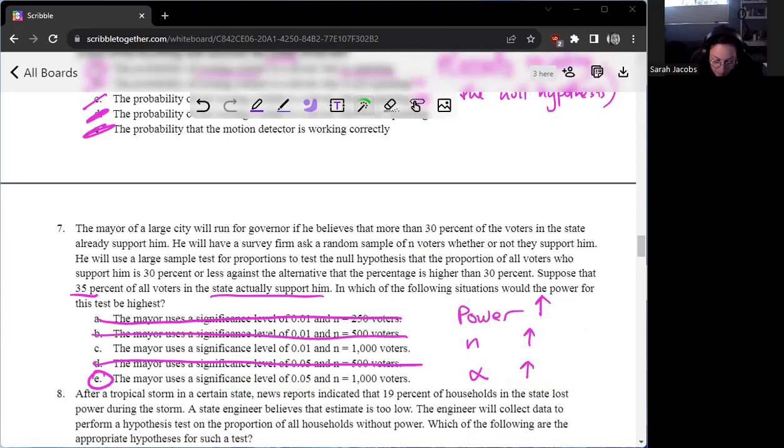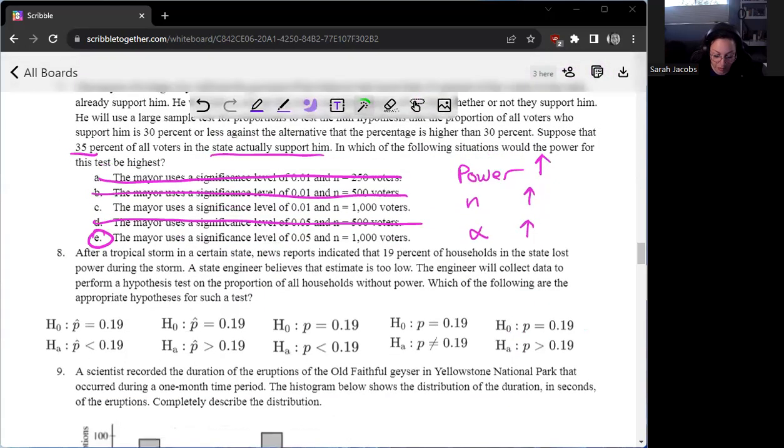All right. Number 8. After a tropical storm in a certain state, news reports indicate that 19% of households in the state lost power during the storm. A state engineer believes that estimate is too low. The engineer will collect data to perform a hypothesis test on the proportion of all households without power. Which of the following are appropriate hypotheses for such a test?